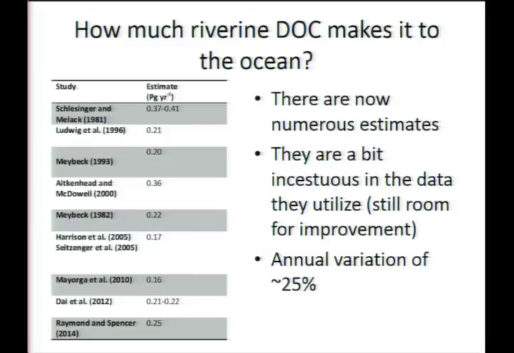However, when you start reading the papers, you do find that they're quite incestuous in the data that they use. And our modeling approaches are not really that sophisticated. And so although they're honing in on a number of about 0.25, there's still a lot of room for improvement, and there could be some surprises that could come out of this field. One interesting thing to think about is that we know they're tightly correlated to discharge, and the annual global discharge seems to vary by about 25%, so these fluxes at least vary globally by the same amount.